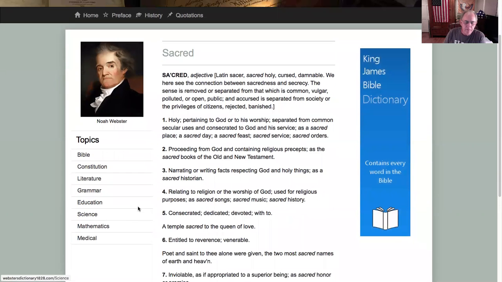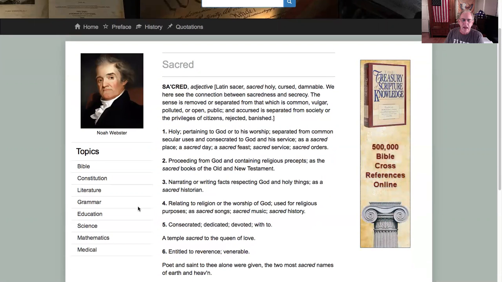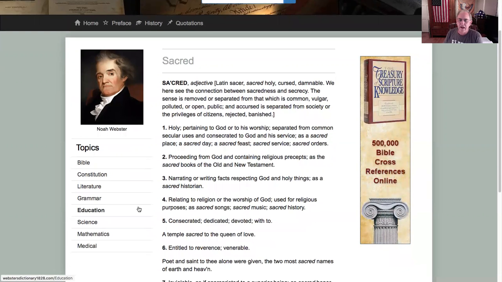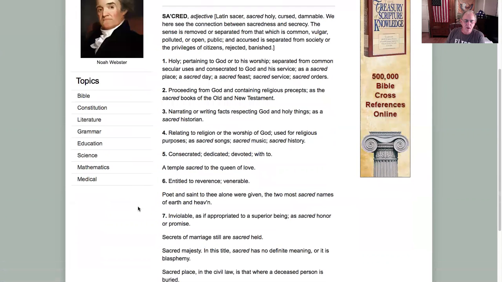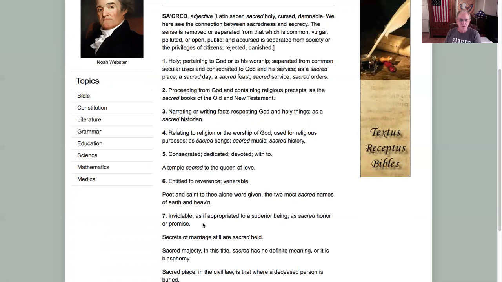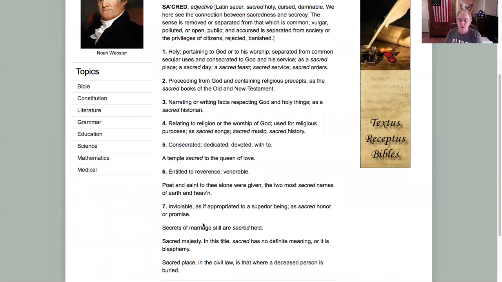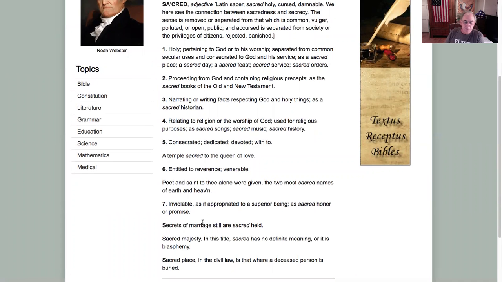So we see that if it is sacred, then it has to do with pertaining to God or his worship. And definition number 7 says it's inviolable, as if appropriated to a supreme being, as sacred honor or promise, meaning if you swear an oath, then you cannot violate that oath.